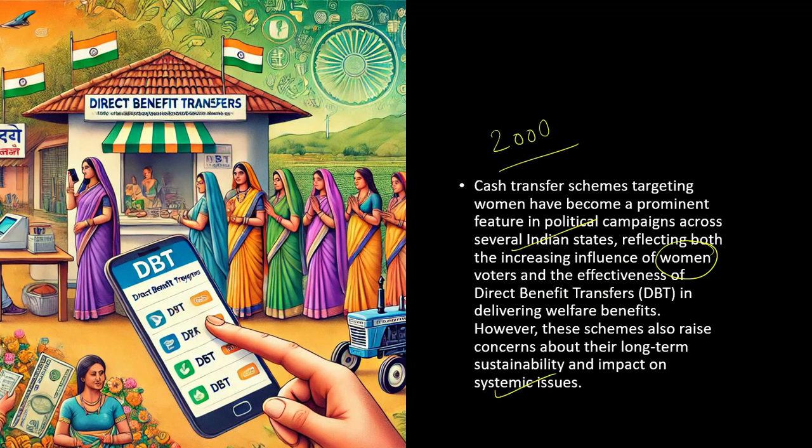See, I'll tell you what has happened here: a lot of women are getting these 2000 rupees. People who were before very working, very enthusiastic.